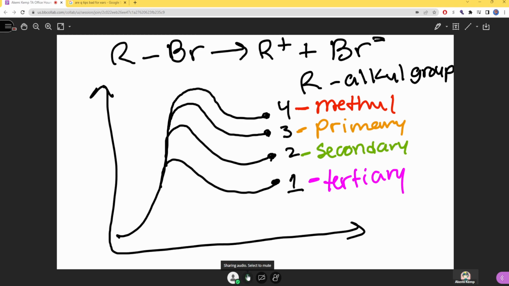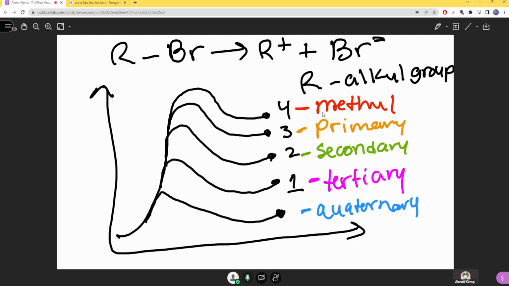And if he really wanted to get fancy, which I think he should have added because they do exist too, quaternary, which is definitely more stable and lower in energy, would be somewhere like right there. So this would be a quaternary.